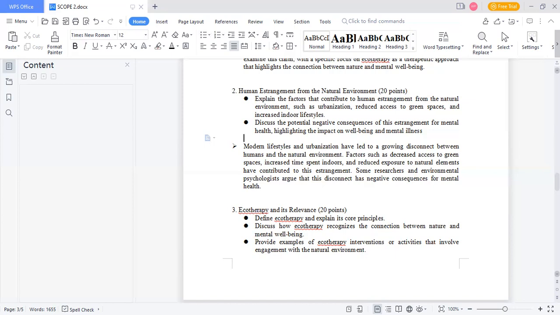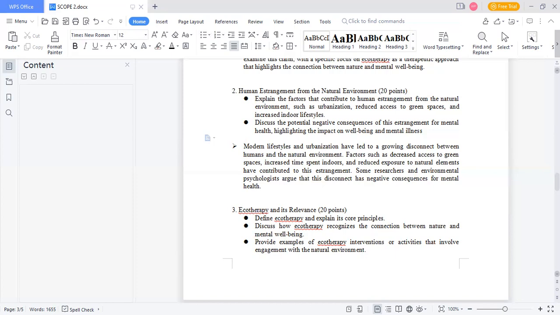So when you explain such factors and also discussion, you're also trying to bring examples, research material, and also trying to expose how various researchers or opinions or various perspectives in regards to the negative consequences of estrangement for mental health.